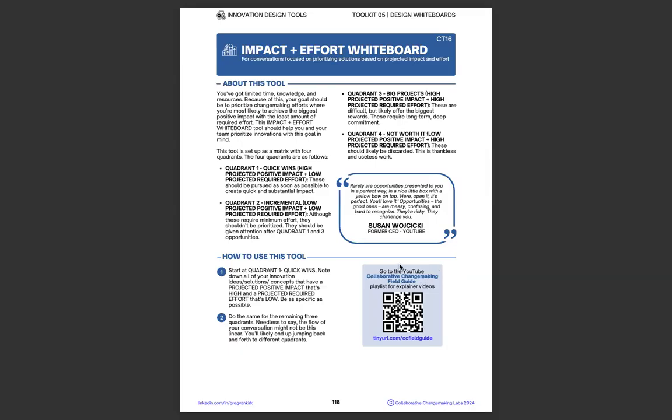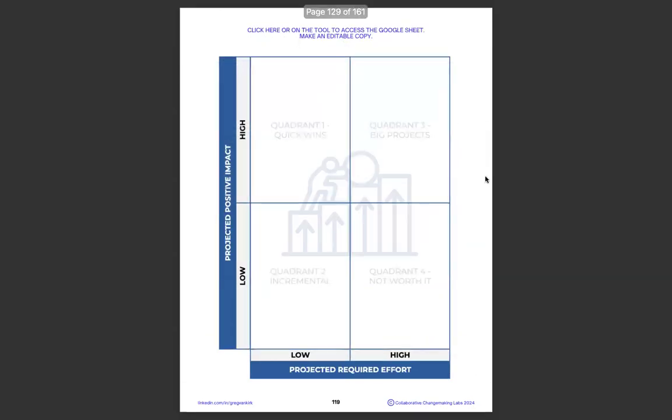So how do we use this tool? As always, you can look at the top here for the PDF version in your field guide. Click here on the tool to access the Google Sheet. This was built in a Google Sheet. Make an editable copy for you and your teammates if you're working with teammates on this. If you look on the left, going up is projected positive impact in blue, and at the bottom is projected required effort. So you see the 4 quadrants.